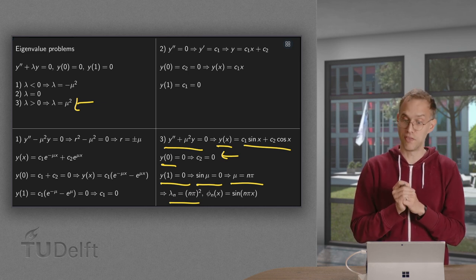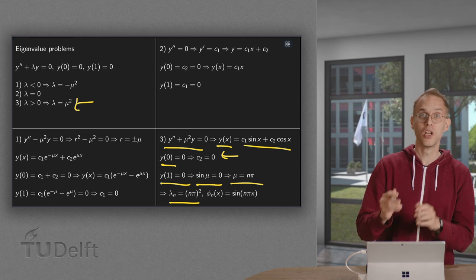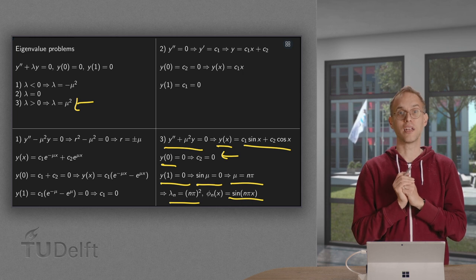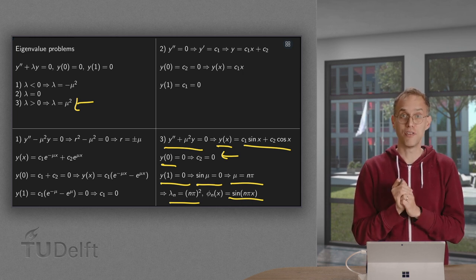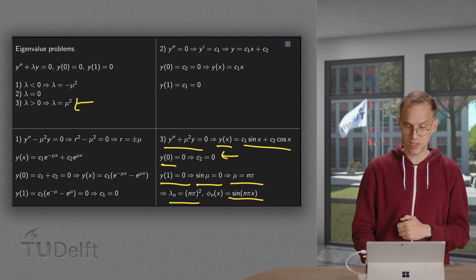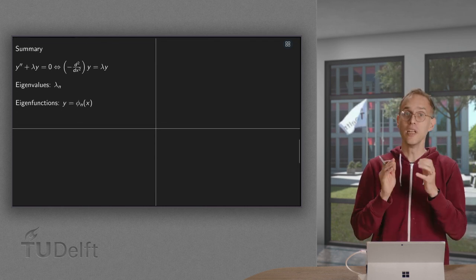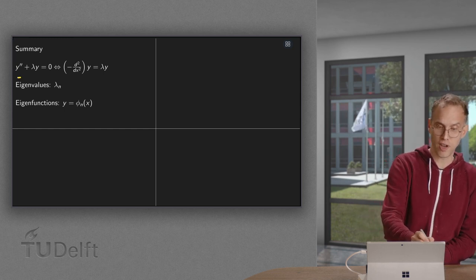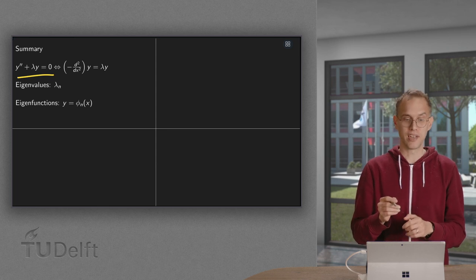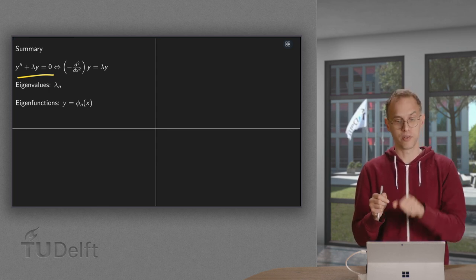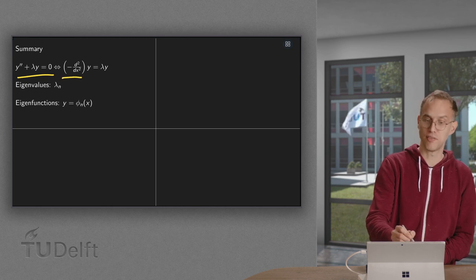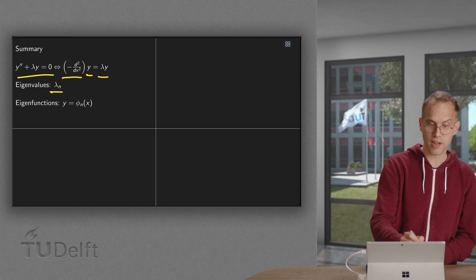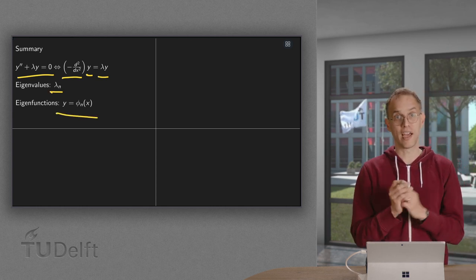Those are our eigenvalues, and our solutions are the sine of mu times x, or sine of n pi times x. So there are our eigenfunctions. So now what's the connection with linear algebra? Well, in this problem we wrote y double prime plus lambda y equals 0, which we can rewrite by putting the lambda y on the other side as minus the second derivative working on y equals lambda times y. Then we find eigenvalues, lambda n, and eigenfunctions, y equals phi n of x.